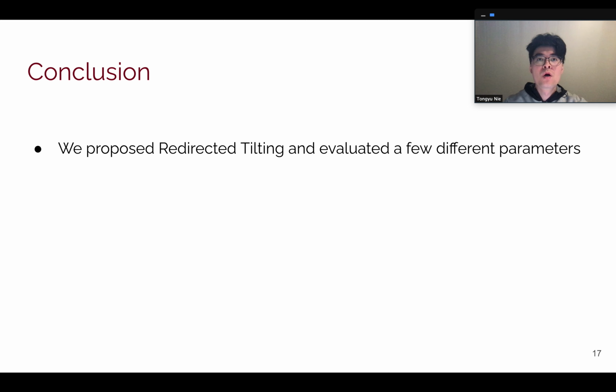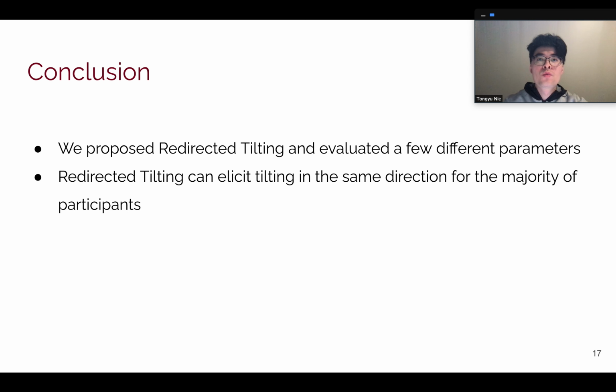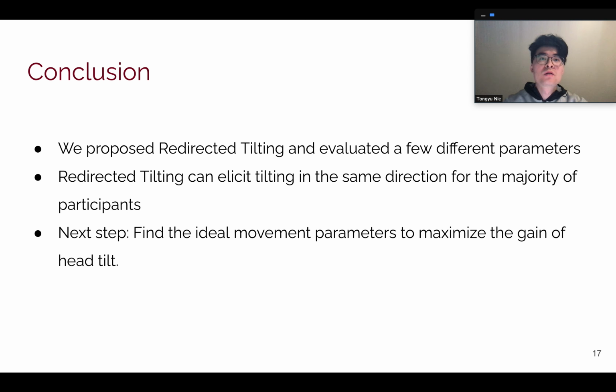In conclusion, we proposed redirected tilting in this work. We also evaluated a few different tilting parameters. We found that redirected tilting can elicit tilting in the same direction for the majority of participants. For the next step, we plan to find the ideal movement parameters to maximize the gain of head tilt. After that, we will formally evaluate the effect of redirected tilting on cyber sickness.